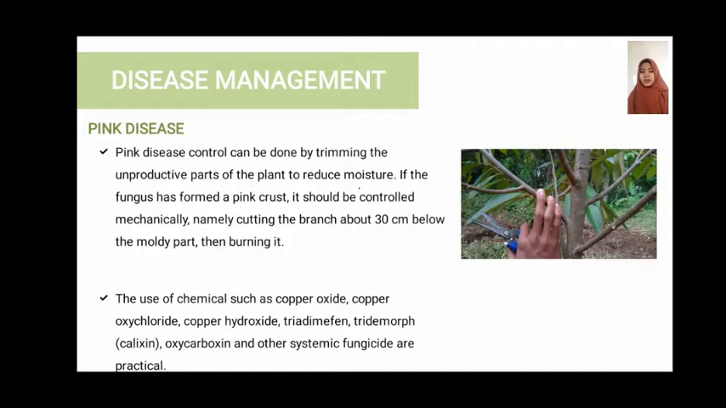Next, disease management for pink disease. Pink disease control can be done by trimming the unproductive parts of the plant to reduce moisture. If the fungus has formed a pink crust, this should be controlled mechanically, namely cutting the branch about 30 cm below the moldy part, then burning it. The use of chemicals such as copper oxide, copper oxychloride, copper hydroxide, and other systemic fungicides is practical.